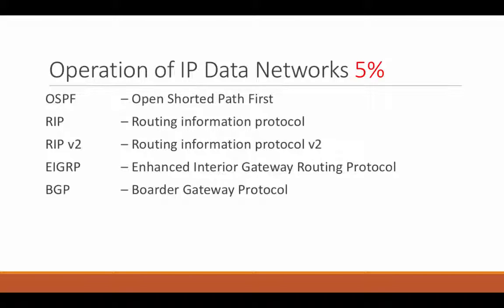EIGRP. EIGRP is the Enhanced Interior Gateway Routing Protocol. It's a network protocol that lets routers exchange information more efficiently than earlier network protocols. It's the responsibility of a router to determine the best path across a network to send packets from the source device to the destination device on a different network.